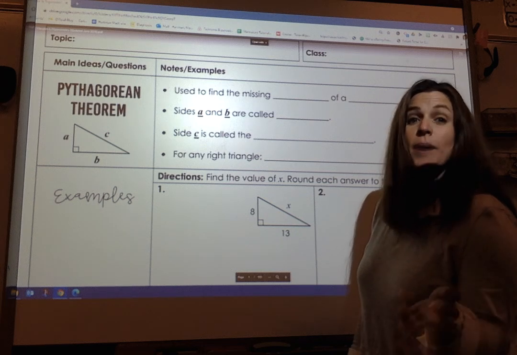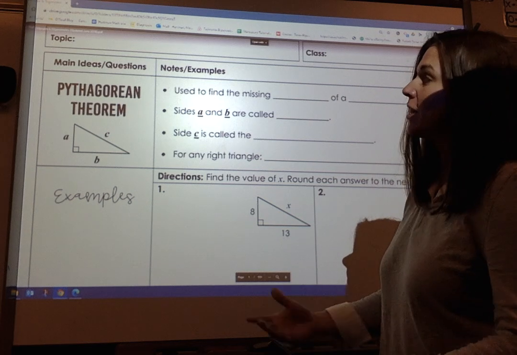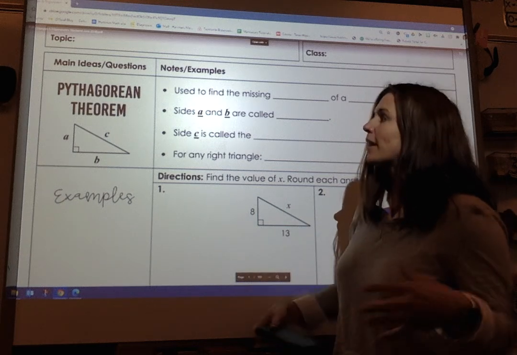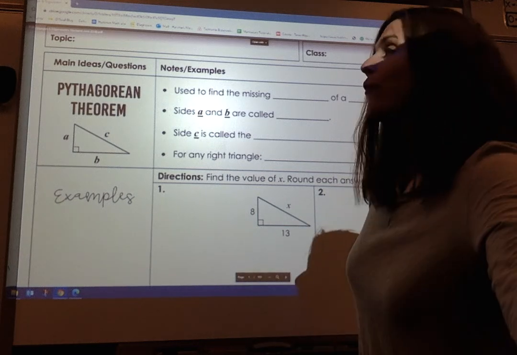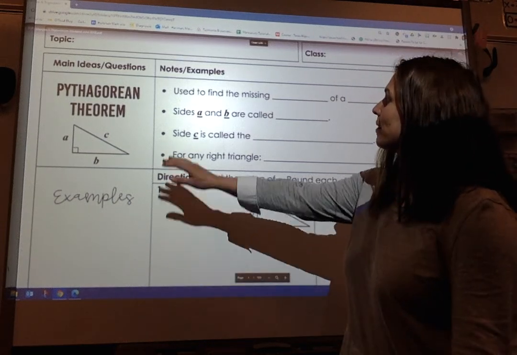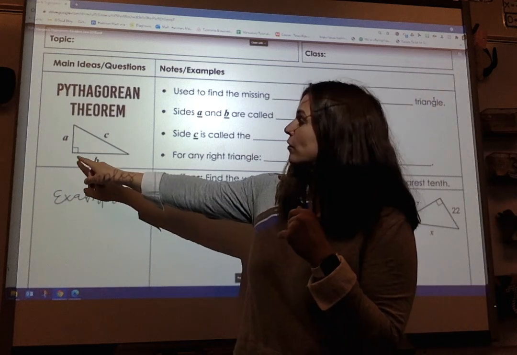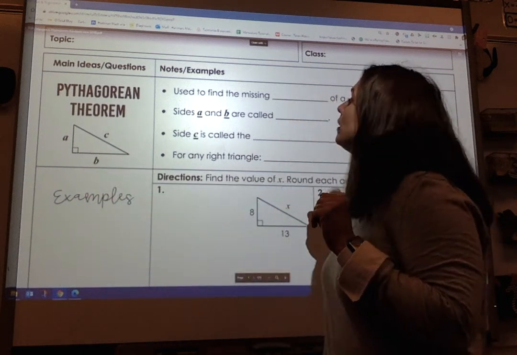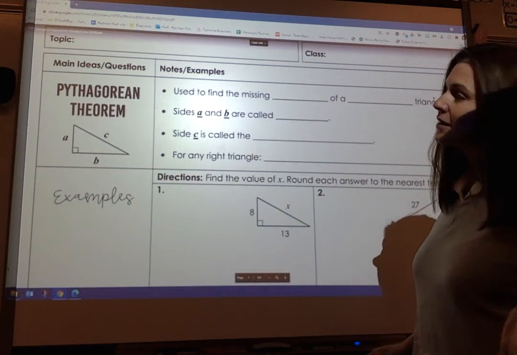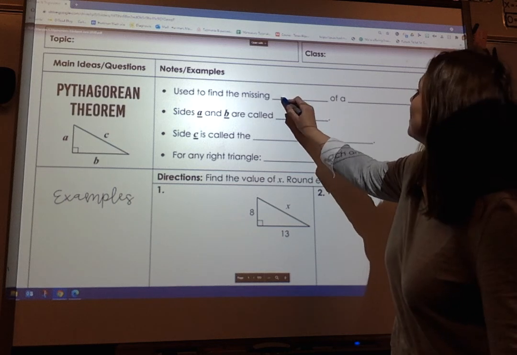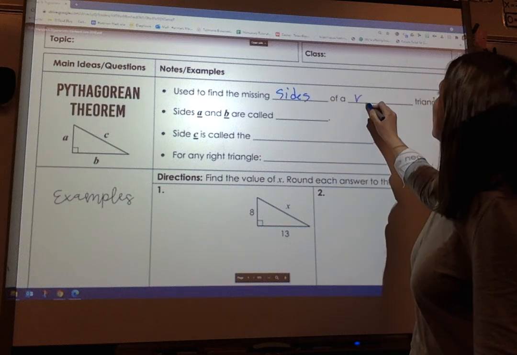So our next unit is about right triangles, and the first thing that we're going to do is Pythagorean theorem. I know you've seen this before, so I'm just going to refresh your memory. The first thing that you need to know is that Pythagorean theorem can only work for a right triangle. And we know a right triangle, of course, has the 90-degree mark. So what does this help us do? Well, it's used to find the missing sides of a right triangle.